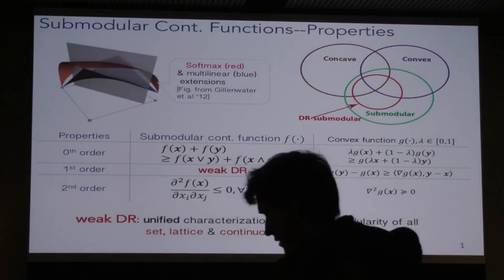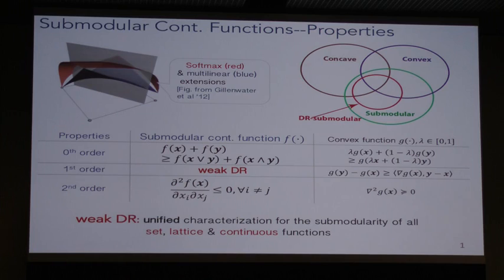So look at this figure. It visualizes two simple continuous submodular functions. The red one is the softmax extension, and the blue one is the multilinear extension. Interestingly, the class of submodular functions contains a subset of the convex functions and the concave functions. And also, the characterization can be put in correspondence with that of convex functions, which is summarized in this table.